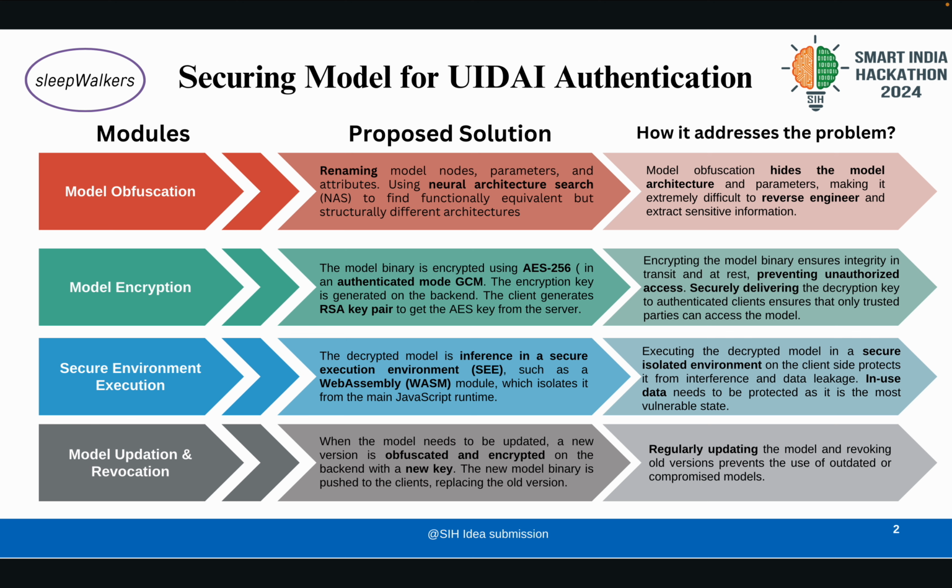Model obfuscation is renaming the model nodes, parameters and attributes so that it is very hard for anyone to reverse engineer it. In this we'll be using neural architecture search to find functionally equivalent but structurally different architectures. We'll mix and match these architectures so that it is very hard to reverse engineer them.